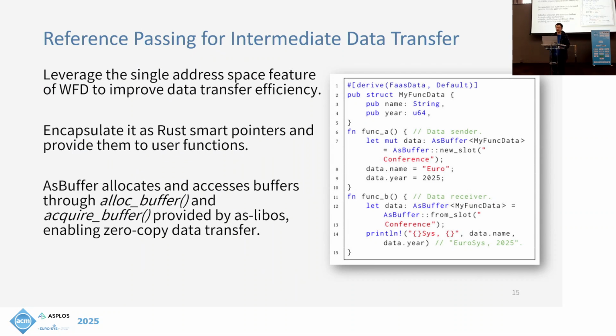AlloyStack provides a dedicated communication API, AsBuffer, for such transfer between functions in a workflow. We introduced a slot parameter in the AsBuffer API. Here you can see an example of using the AsBuffer API. Function A just acquires an AsBuffer and writes EuroSys conference data in the conference slot, and function B will read it and do some preparations directly in the buffer.